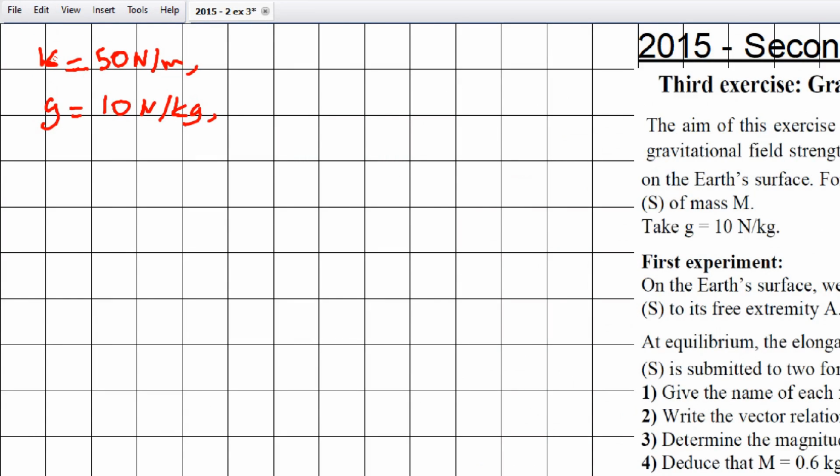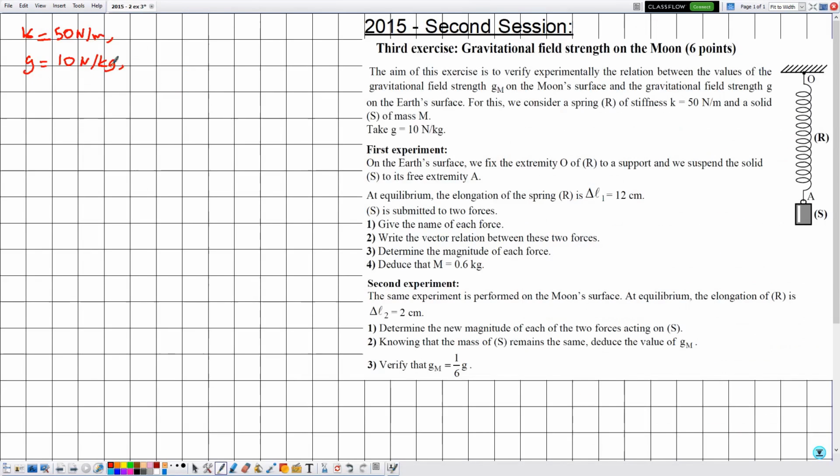Then here, the moment we know the elongation of the spring or the compression, we can directly determine the tension in the spring. The moment we know the mass of the object, we can directly determine the weight. So here g represents the gravitational field strength on the Earth's surface. Now first experiment.